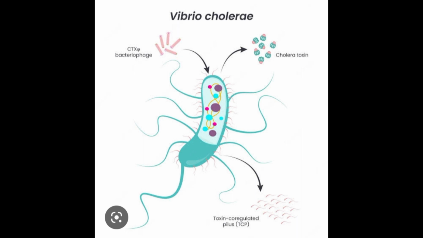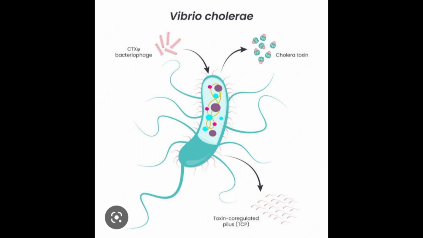Special medium, transport or holding media. Venkatraman Ramakrishnan VR medium contains 20 grams common salt and 5 grams peptone in 1 liter of distilled water, and pH is adjusted to 8.6 to 8.8. Vibrios do not multiply but remain viable for several weeks.